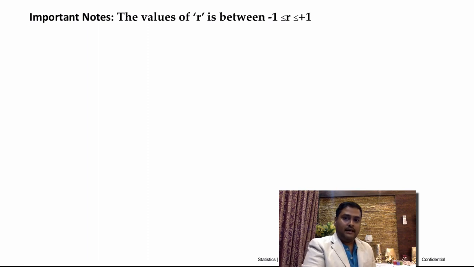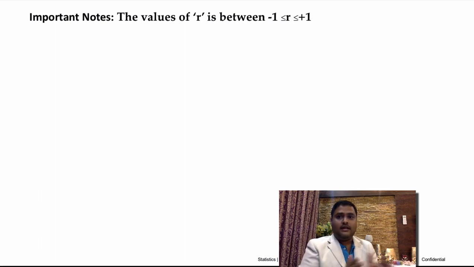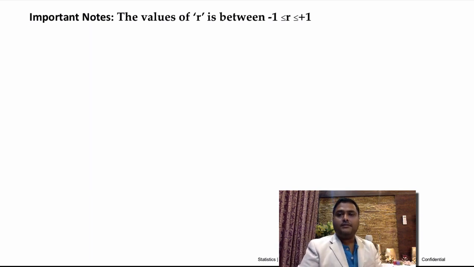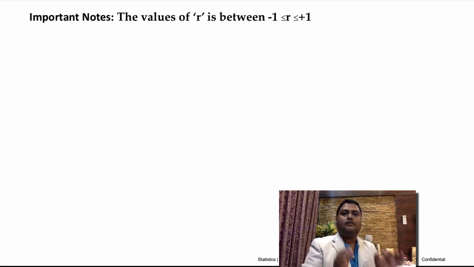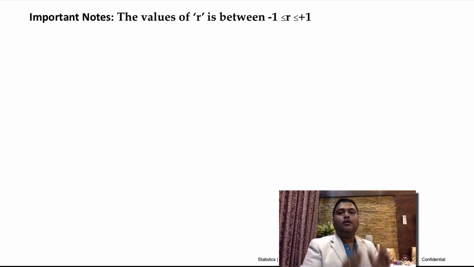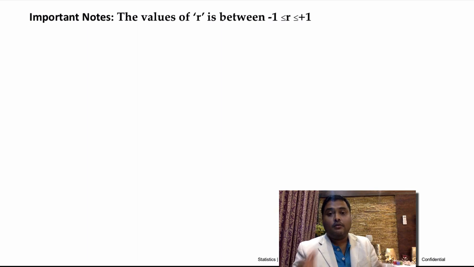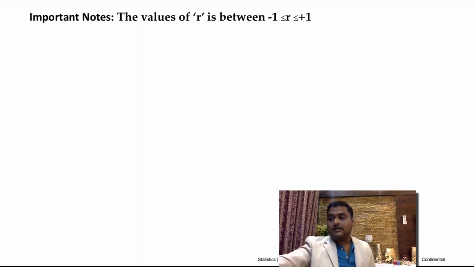That means it may be -1, -0.5, -0.25, 0, 1, whatsoever. In between -1 to 1, this range, the coefficient of correlation value will be there, irrespective of the method you are using, whether it is a parametric test, non-parametric test, concurrent deviation method, Karl Pearson method, Spearman method, or the scatter diagram. Irrespective of the method, the value of the coefficient of correlation will be in between -1 to +1. Now here the most important things come into the picture.